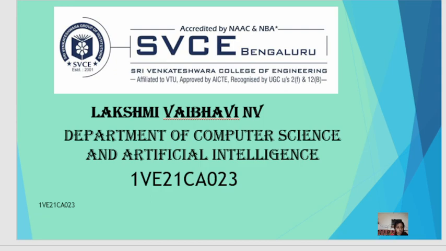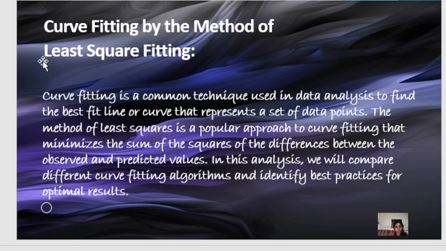So let's get into the topic, and the topic is the curve fitting by the method of least square. Curve fitting is a common technique used in data analysis to find the best fit line or curve that represents a set of data points. The method of least square is a popular approach to curve fitting that minimizes the sum of the squares of the differences between the observed and the predicted values. In this analysis, we'll compare the different curve fitting algorithms and identify the best practices for optimal results.